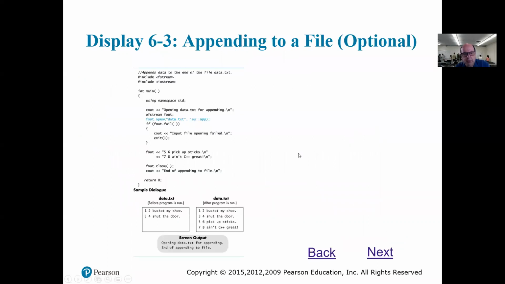So looking at the example, we are going to put our app over here. We are creating our object over here. Every time we open, we have to check for the fail. And then we are writing this to the file. So this was the original file. We open it and we added more lines to it. It's a very good idea to practice this on your own to really understand what's going on.